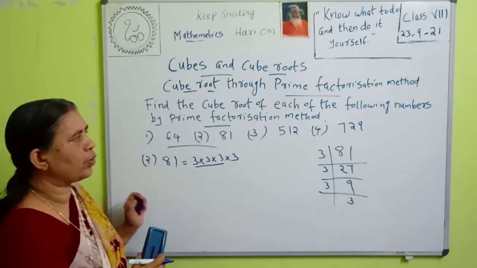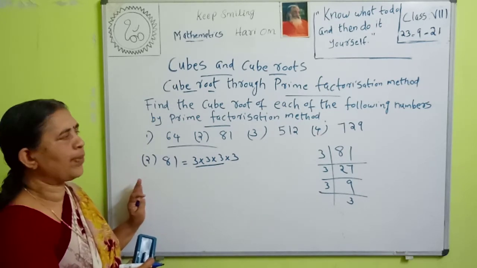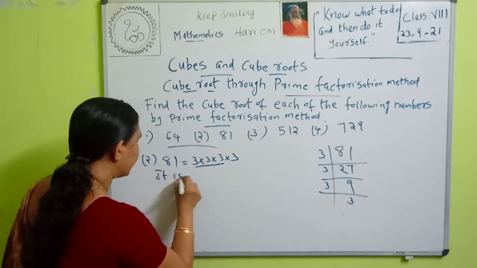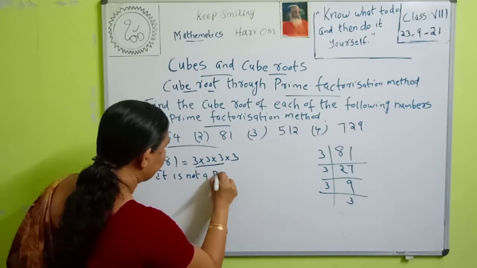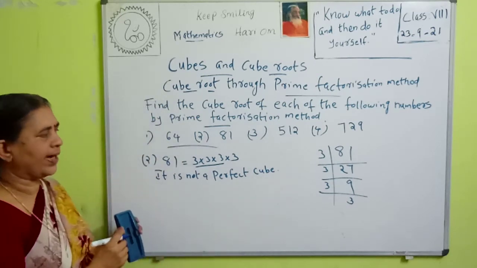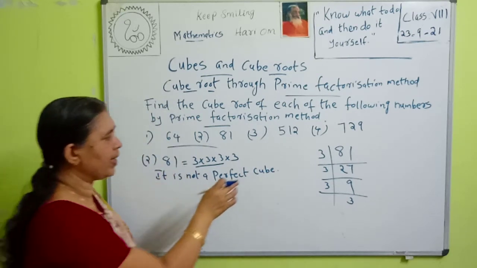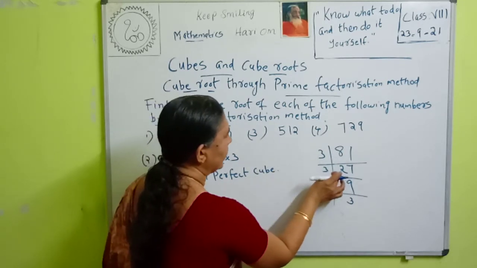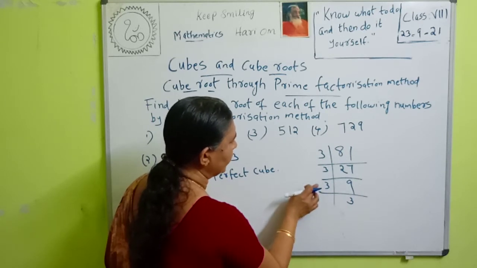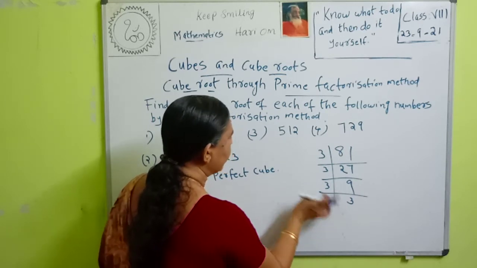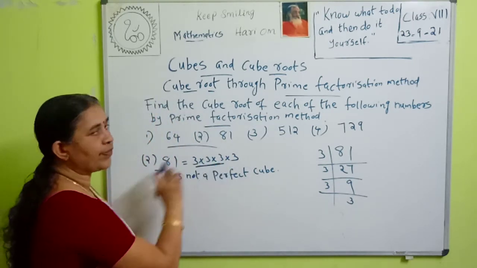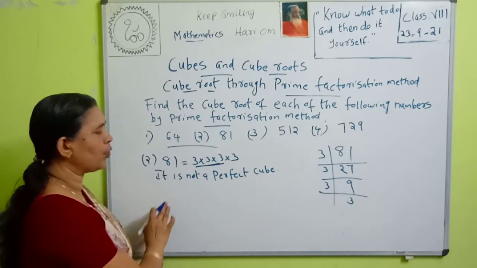So, can we find the cube root of this number? It is not a perfect cube. So, here you write, it is not a perfect cube. If it is a perfect cube, we can group them into triplets. If we divide 81 by 3, then it is equal to 27, then 9, then we divide by 3, then 3. 3 into 3 is 9, 9 into 3 is 27, 27 into 3 is 81. But here, we can group the first three 3's in a triplet, but 1 three is left over here. So, we cannot find the cube root of this number.